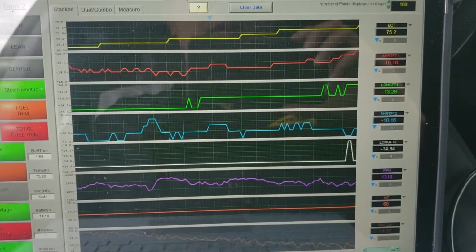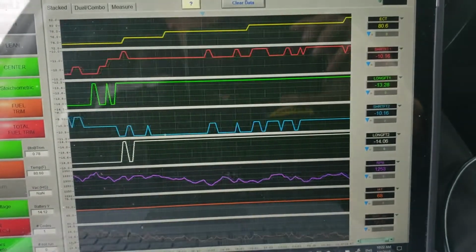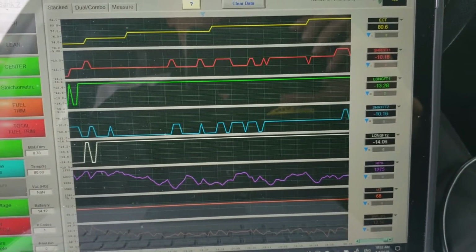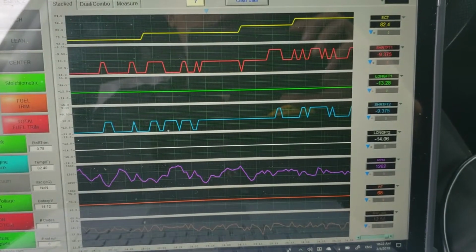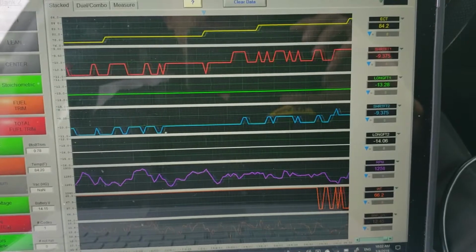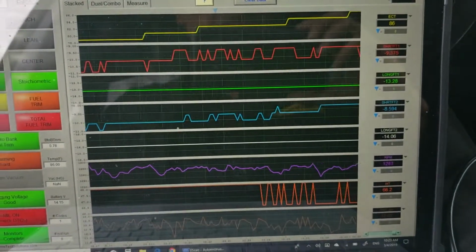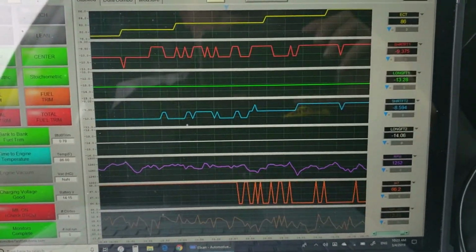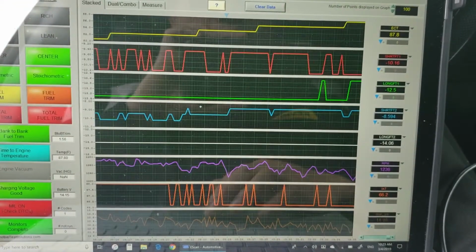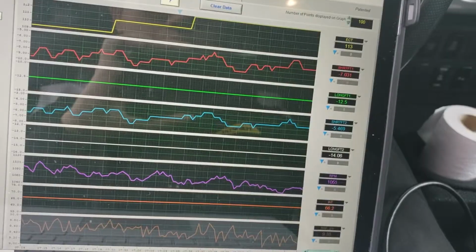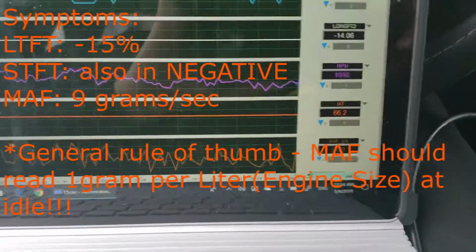Engine coolant, warming fast. So the chance of having one injector on each bank leaking, I don't think so. Bank 1 to bank 2 fuel trim, correction good. But I see a problem here.